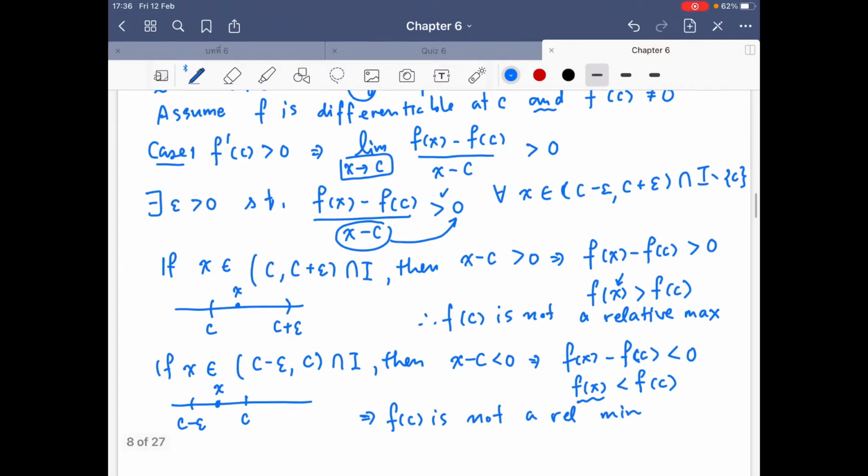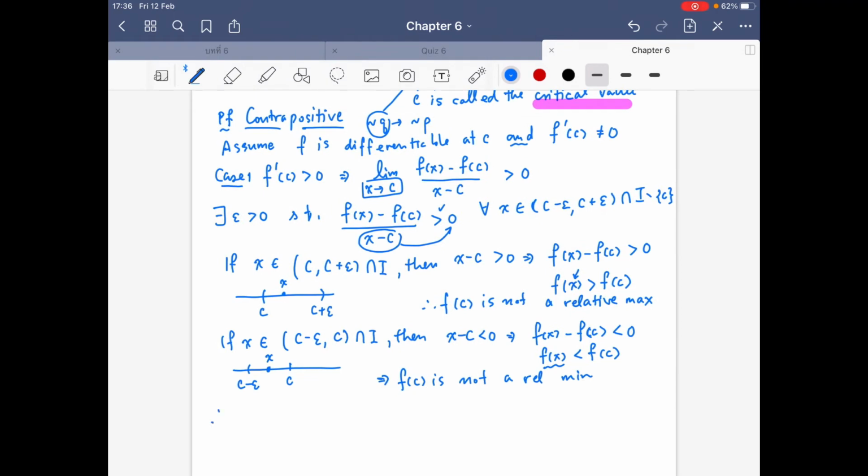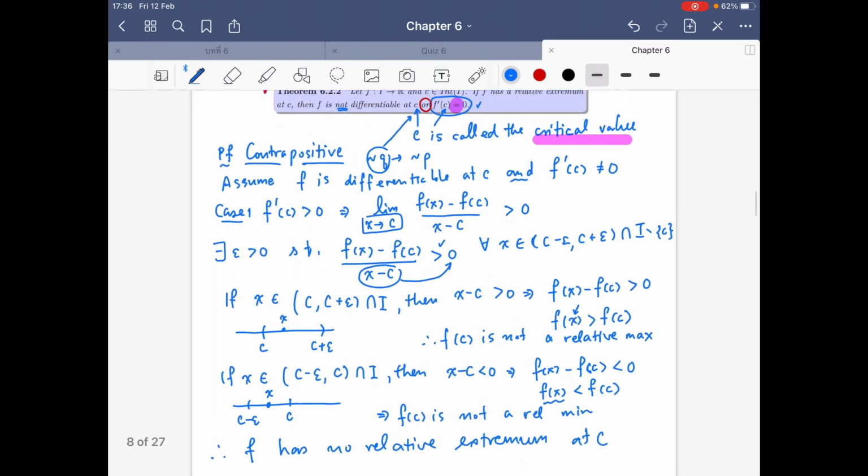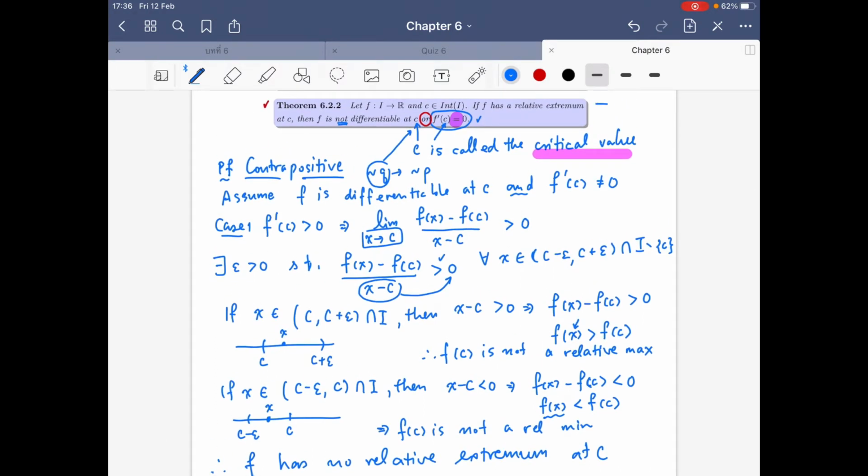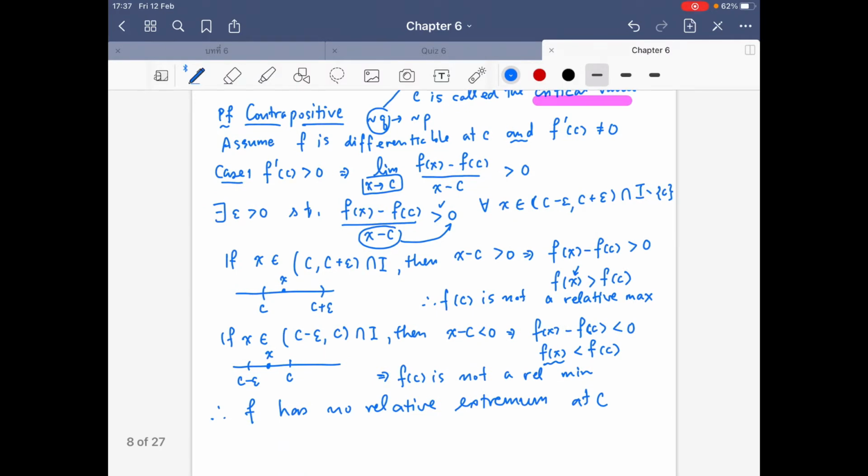So it means that f has no relative extremum at the point c, which is the negation of p, right? Because p says that f has a relative extremum, and we can prove that at the end. I mean, assume the negation of q, then we get the negation of p, which is f has no relative extremum at this particular point c.